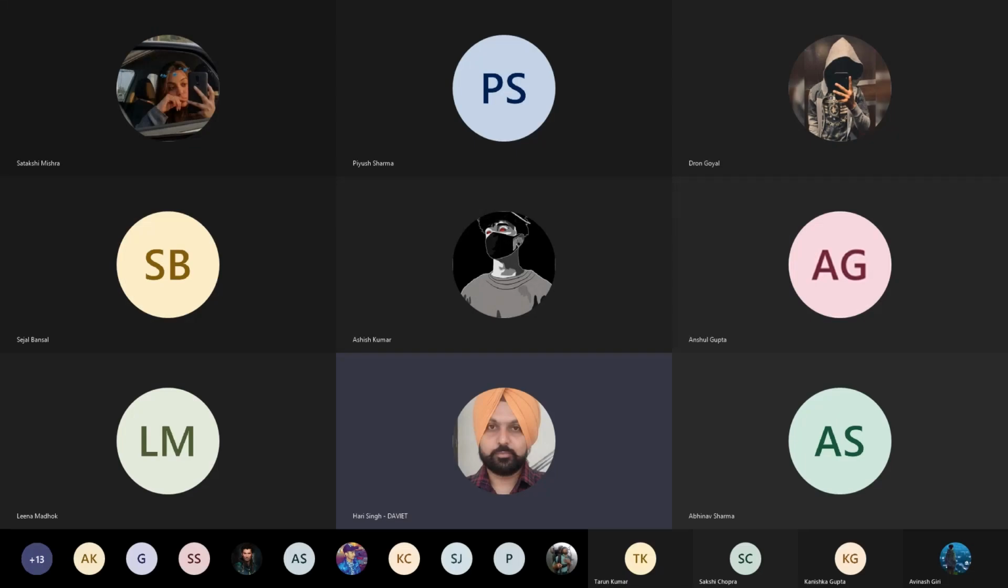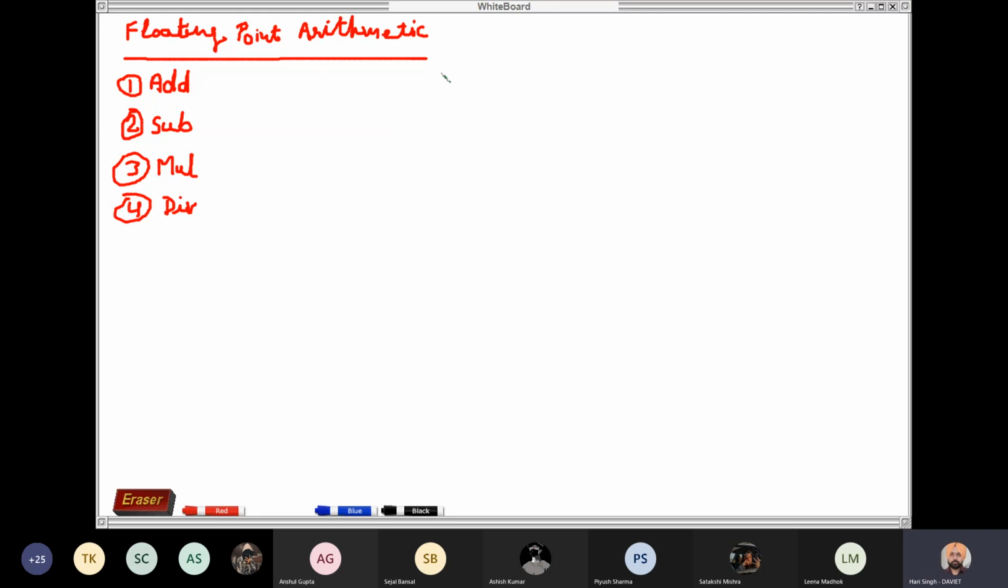Arithmetic operations. So in our previous lecture, we discussed examples related to addition and subtraction. Today we will be discussing how to perform multiplication and division in binary for given floating point numbers.